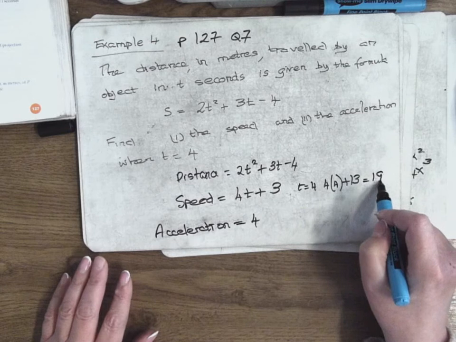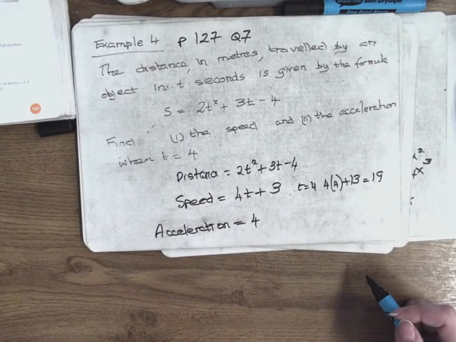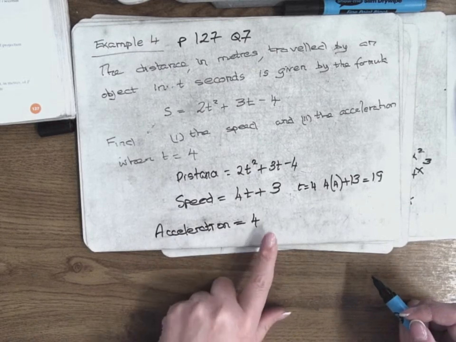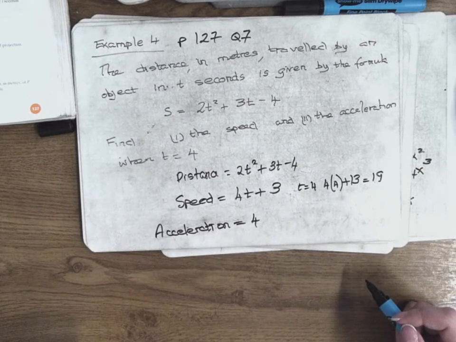And look, how can I fill in here? I can't. The acceleration is always 4. It doesn't matter. I can't fill in for t because there is no t. So that means the acceleration is always 4.